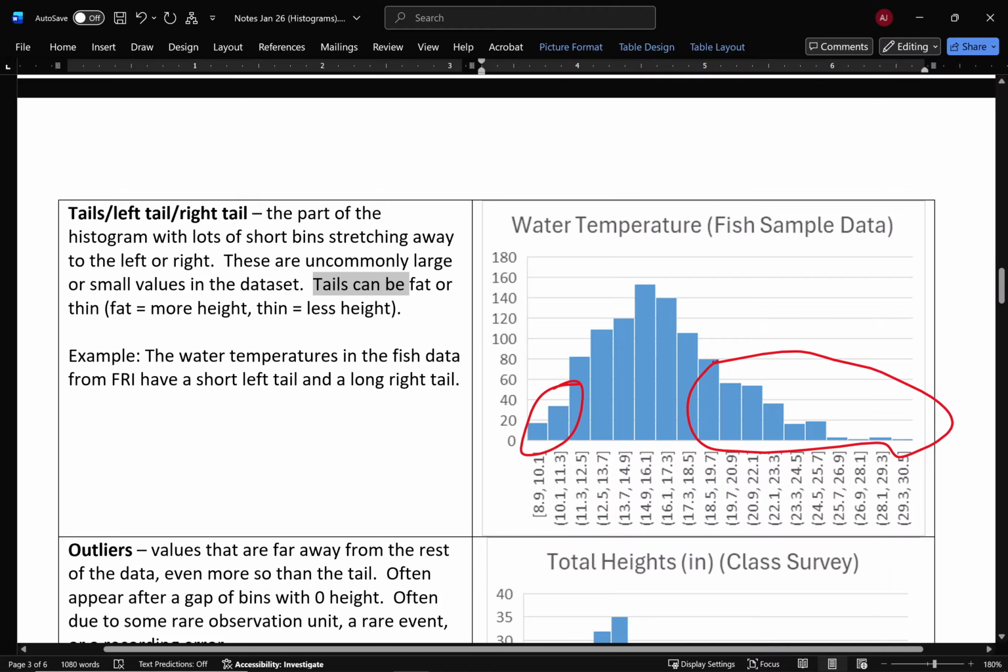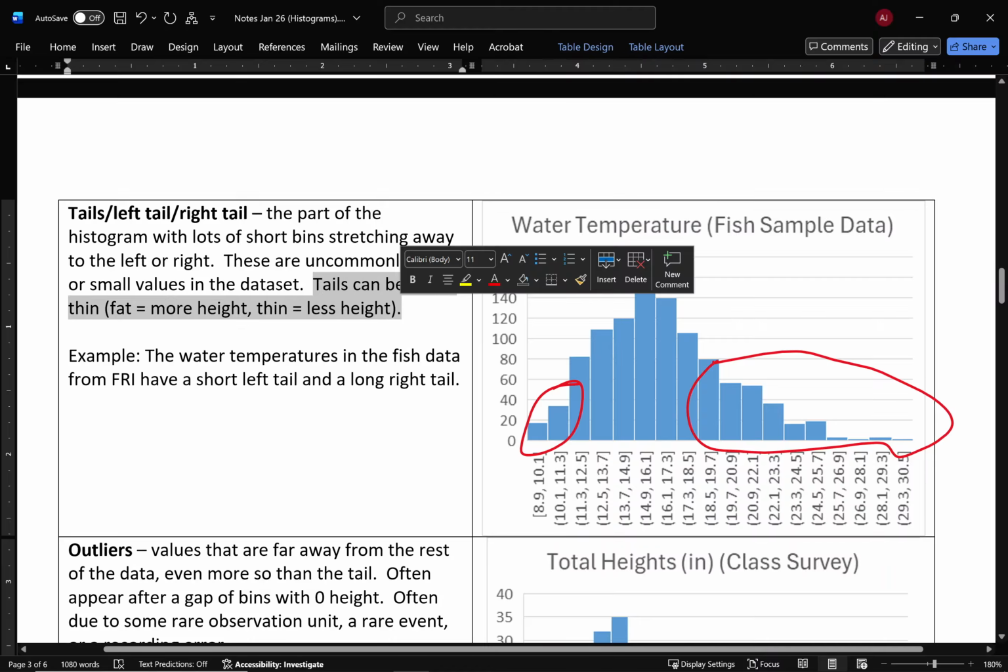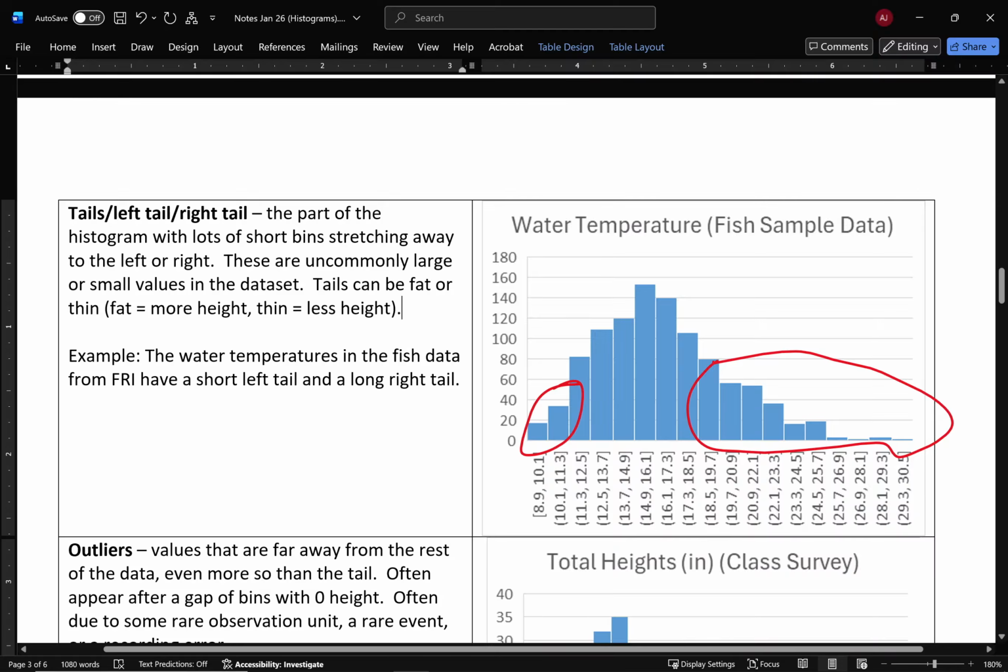We can also describe tails as fat or thin, or you can use the word heavy instead of fat if you want to. Fat just means there's more height to the bins, and thin means there's less height. So when we look at this picture here of the water temperatures, we see a short left tail. It doesn't stretch out very far to the left, and we have a long right tail.